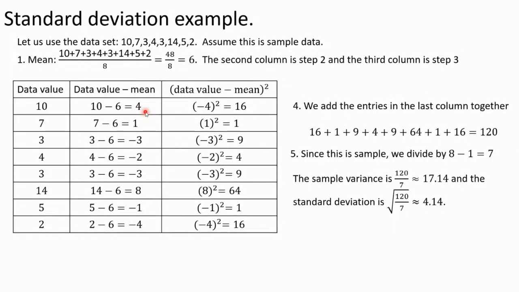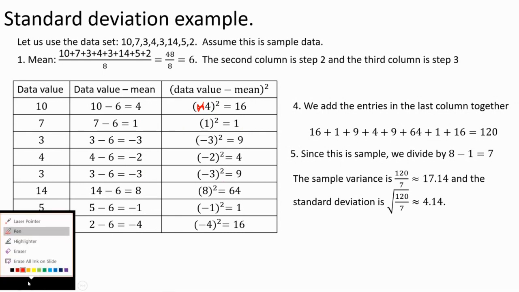So for instance, here we have 4 squared. Although wait a minute, I guess this should be negative 4 squared. Let me just fix that quickly. Although it's really not that big a deal for us, since we're squaring, the negative goes away. We have 1 squared, negative 3 squared, negative 2 squared and so on, okay?